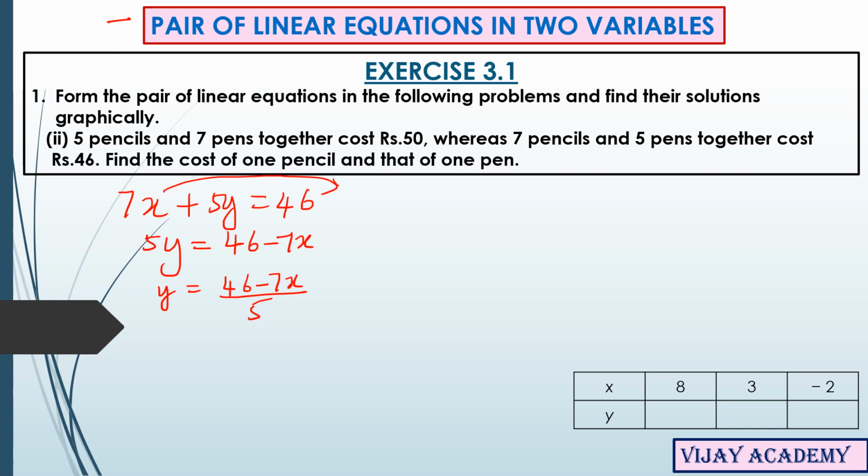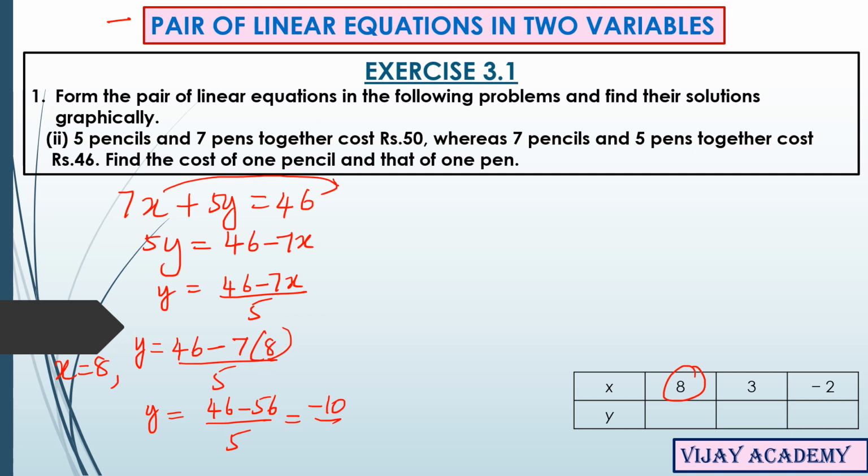So for that, let us take x as 8. So if we take x as 8, y equals 46 minus 7 times 8 divided by 5. So we get y equals 46 minus 56 divided by 5, which is equal to minus 10 by 5, that is minus 2. So when we take x as 8, we get y as minus 2. That is one solution of the second equation.